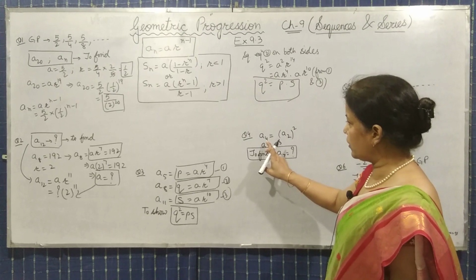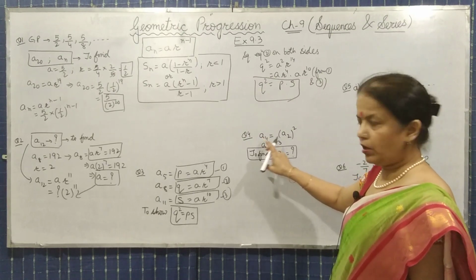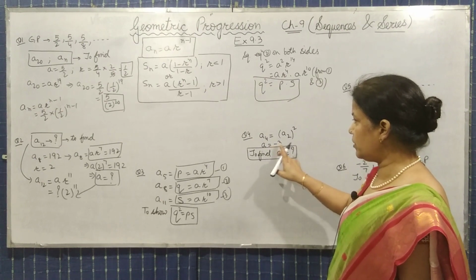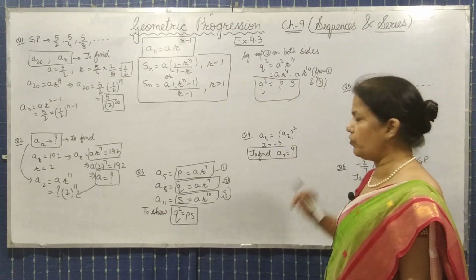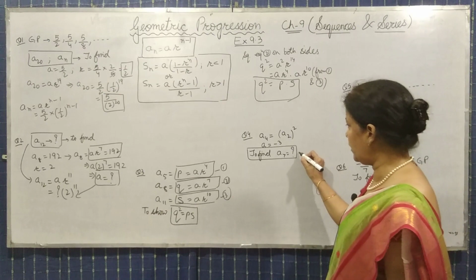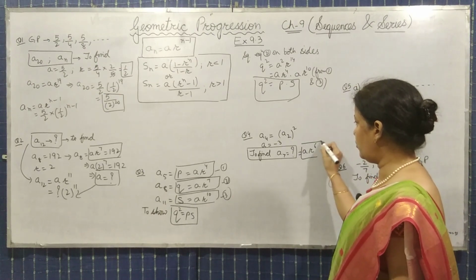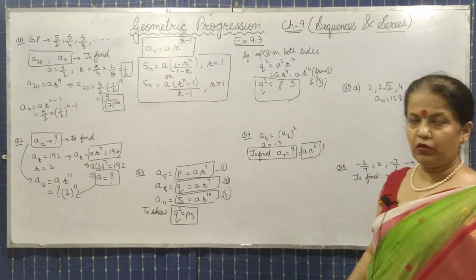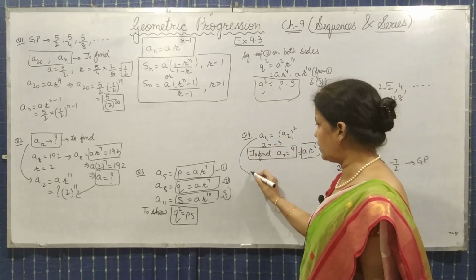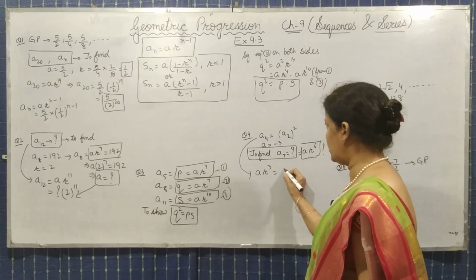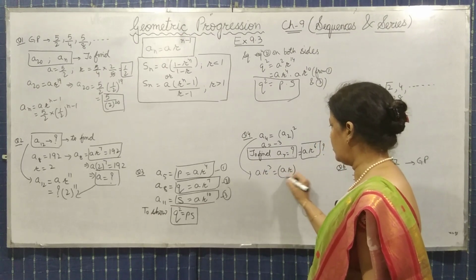Question 4th is given: the 4th term is the square of the second term and the first term is given -3, and we have to find out A7. A7 means a r^6. This we have to find out. From this part, we will rewrite it. A r power 3 is A r power 2.